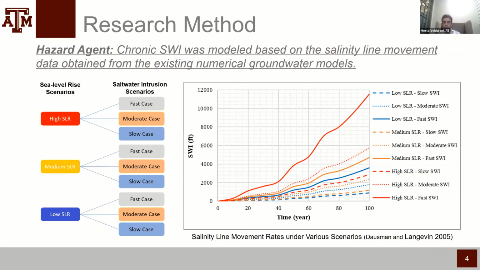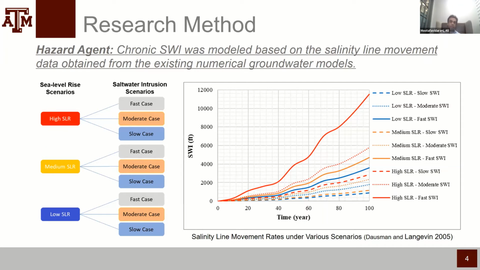As you can see, there are different projections. The solid line at the top shows fast sea level rise and fast saltwater intrusion. You can see that over a 100-year horizon, the number of feet of intrusion increases exponentially. The best case is slow sea level rise and slow saltwater intrusion, which over 100 years will lead to around 50 to 60 feet of intrusion. And there is uncertainty: the range of outcomes varies from 60 to 80 feet of intrusion over 100 years to 10,000 or 12,000 feet of intrusion.